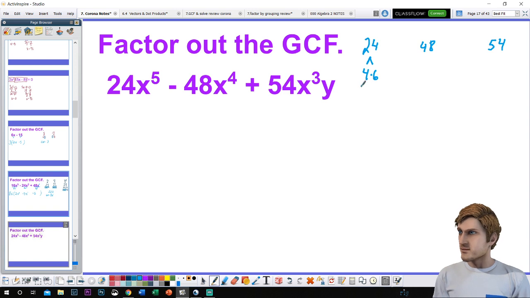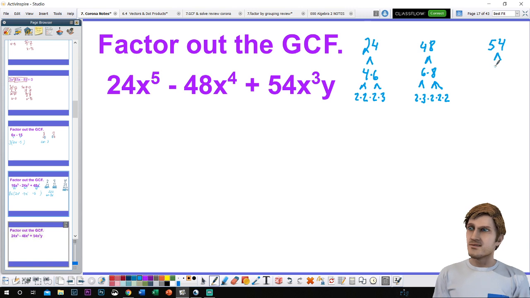All right, 24 is 4 by 6, which is 2 by 2 by 2 by 3. 48, let's do 6 times 8. And 6 is 2 by 3. 8, I cheat a little bit with the 8s, you know. I know that 8 is 2, 2, 2. 54, I'm going to do 9 times 6 is 54. That gives me 3, 3, 3, and 2.